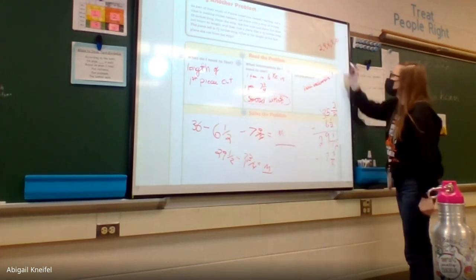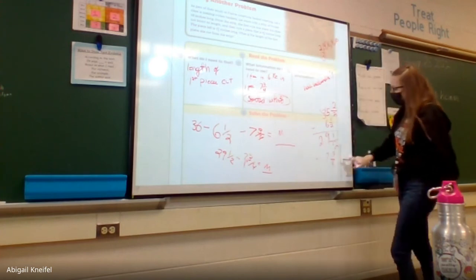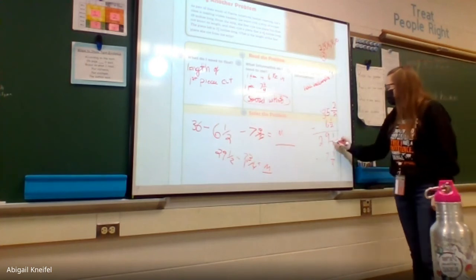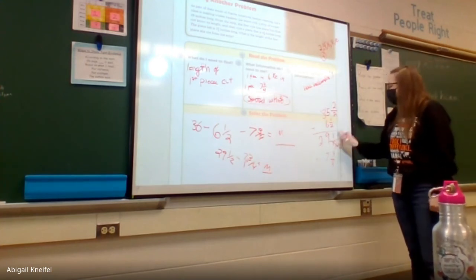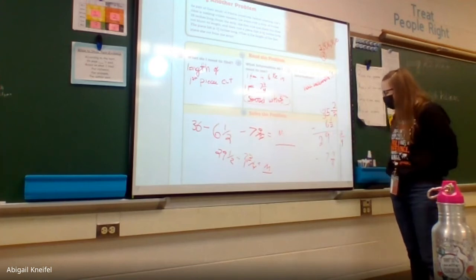Now let's list multiples of 4. Oh, look, 4. Wow. Do we need to change our bottom fraction? No, but we do need to change our top fraction. We're going to make that a 4, and our 1 becomes a 2. So now we have 29 and 2/4 minus 7 3/4.